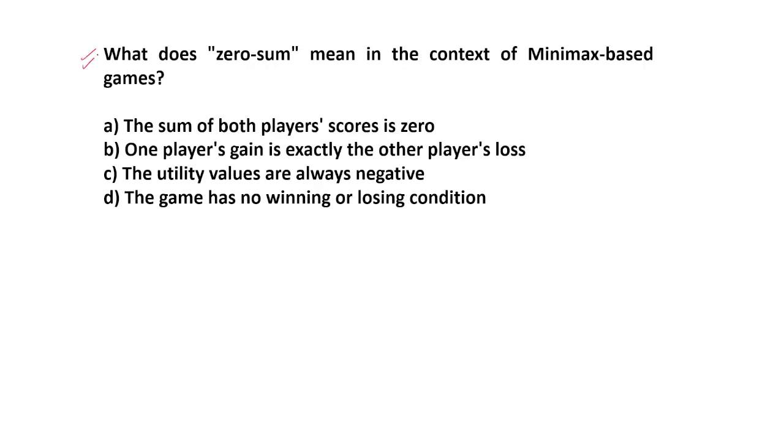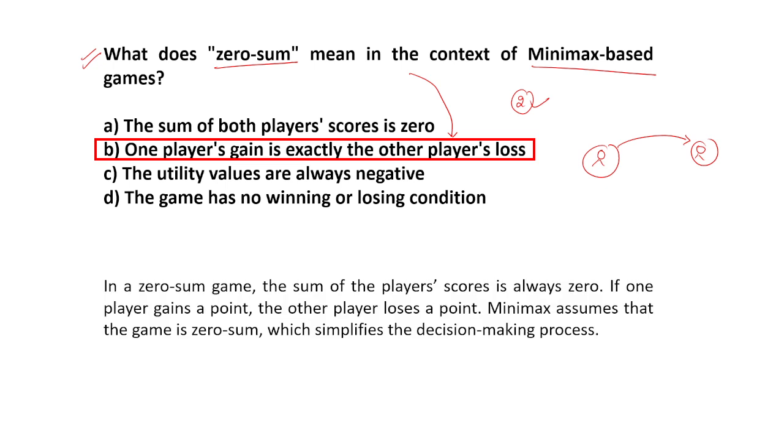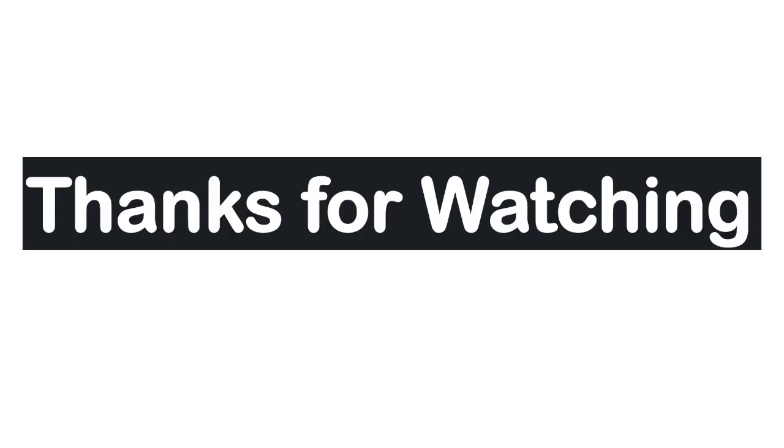Next, what does zero sum mean in the context of minimax based games? Zero sum means one player's gain is exactly the other player's loss. This is a basic logic in two player games, right? When one player is winning, definitely the other player is losing their game. It is called a zero sum game in case of the AI minimax algorithm.